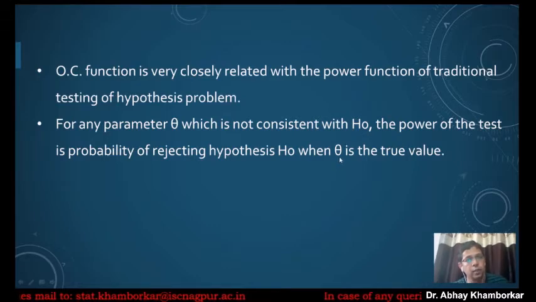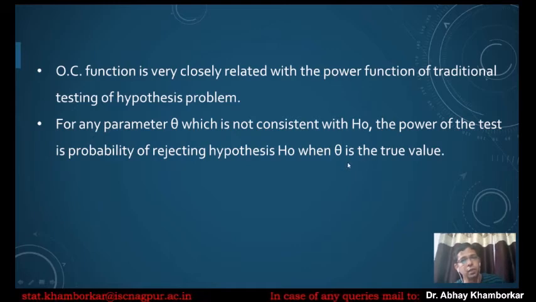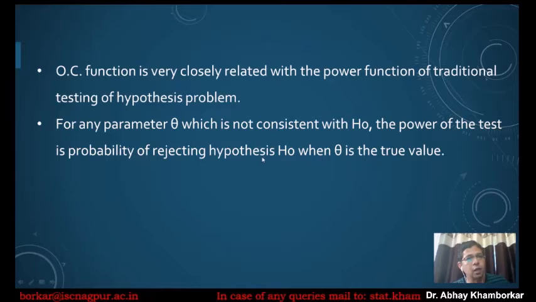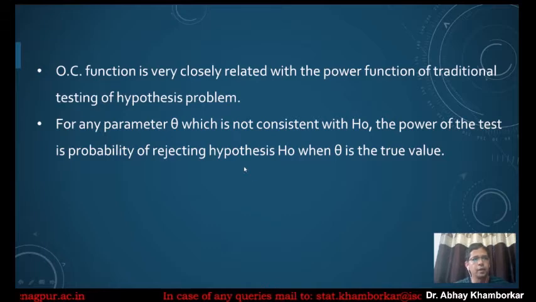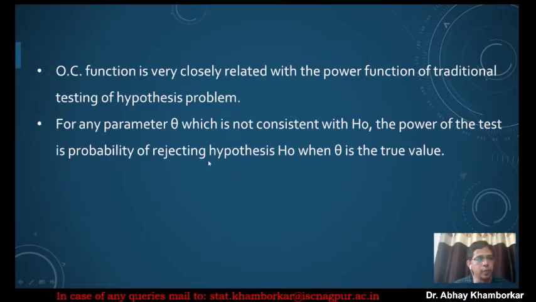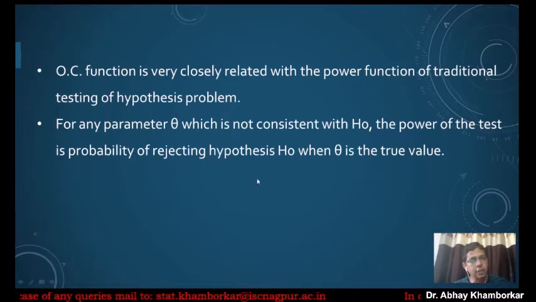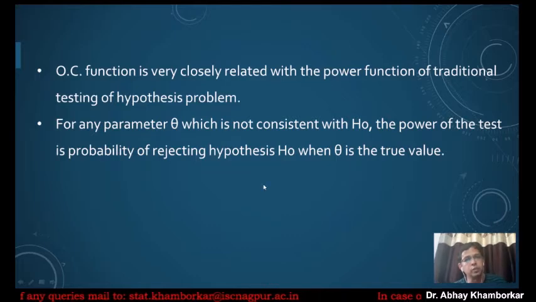In other words, what I am saying, theta is not consistent with H naught का ही मतलब है H1 is true, and what we are taking a decision, we are rejecting the hypothesis H naught. In other words, this is the correct decision. If I say that parameter theta is not consistent with H naught, in other words, it means that H1 is true, and what I am saying here is that probability of rejecting the hypothesis H naught, that means I am rejecting the hypothesis. Rejecting the hypothesis H naught when H1 is true is nothing but power of the test, and that's what I have written.